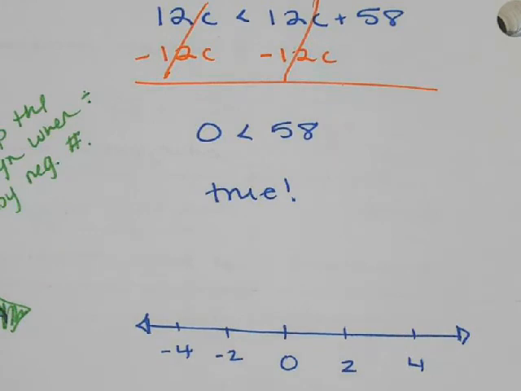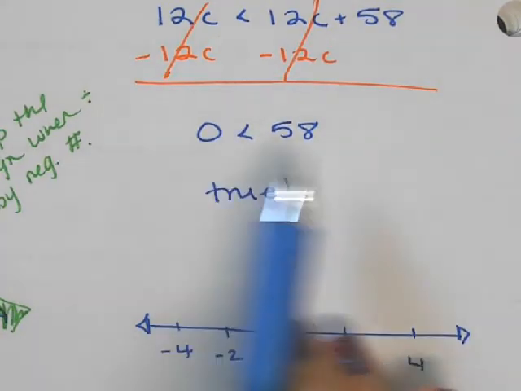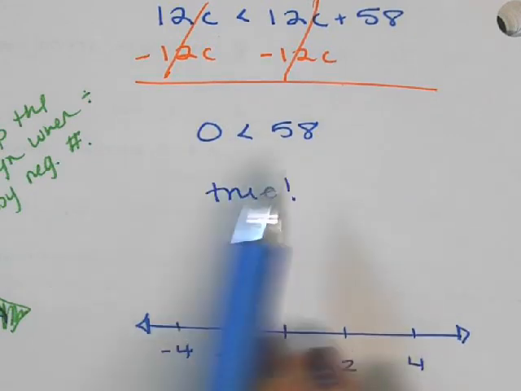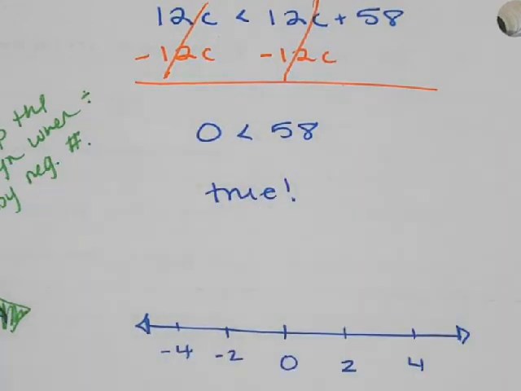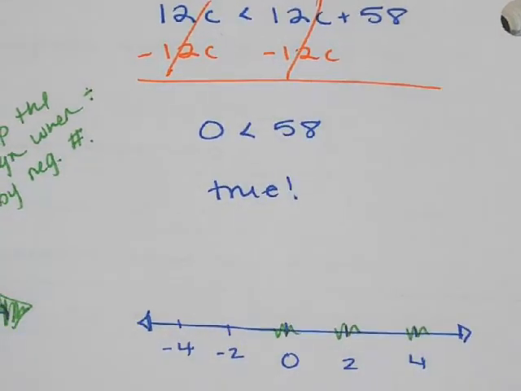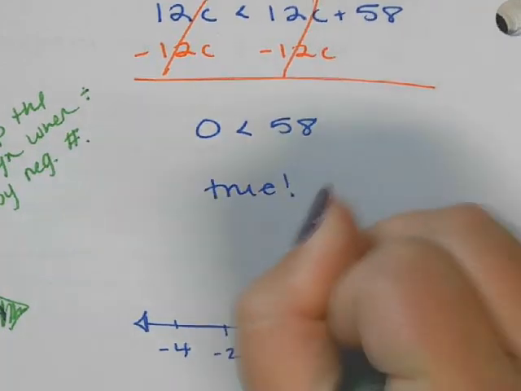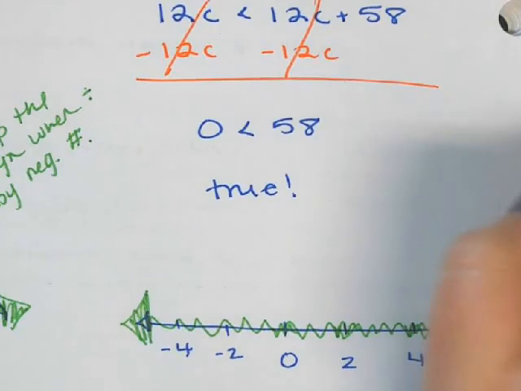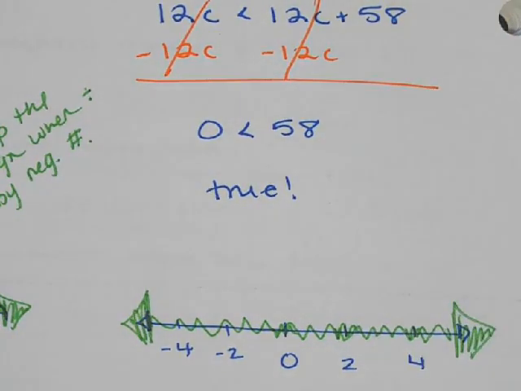If I plugged in 4, it's going to get me a true statement. If I plug in 2, it's going to get me a true statement. Because this right here tells me it doesn't matter what I plug in, I'm going to get a statement that looks something like this, which would be true. So that means where 0 is, it's shaded, and 4 is shaded, and where 2 is, it's shaded. And everything between these numbers is shaded. So if everything on the number line works, how would I write my solution to this? How would I write my solution?